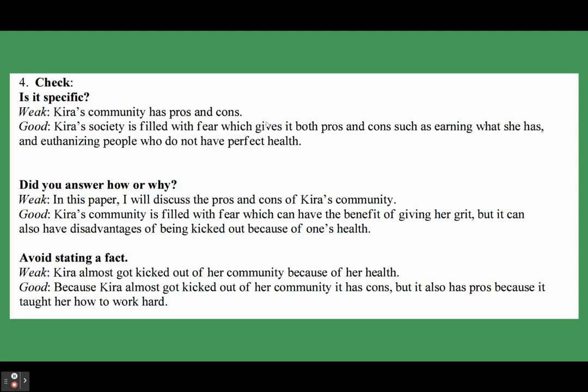This is better than the one up here because I just said that there's pros and cons, and then I listed what the pros and the cons were, and it kind of sounded like I was saying euthanizing people who do not have perfect health was good. So I like this one better because it separates the pros and the cons. Avoid stating a fact. If I just say Kira almost got kicked out of her community because of her health, that's confusing because I didn't tell my readers that I am separating the pros and the cons in her community, and that's what my whole paper is going to be doing.